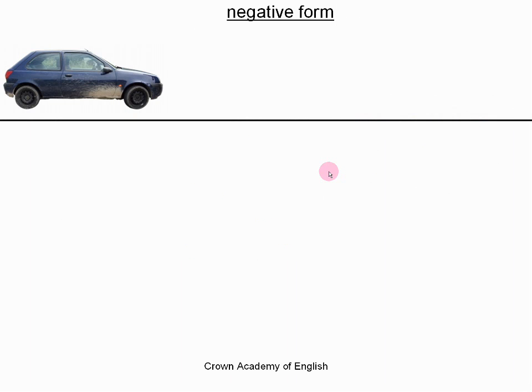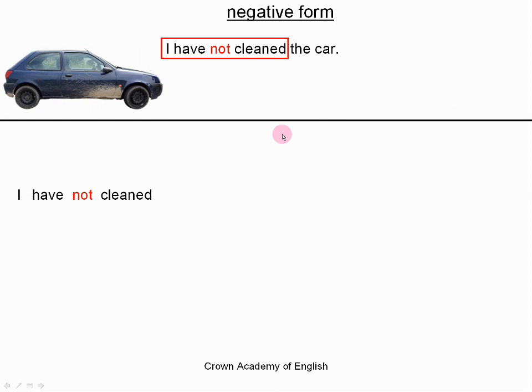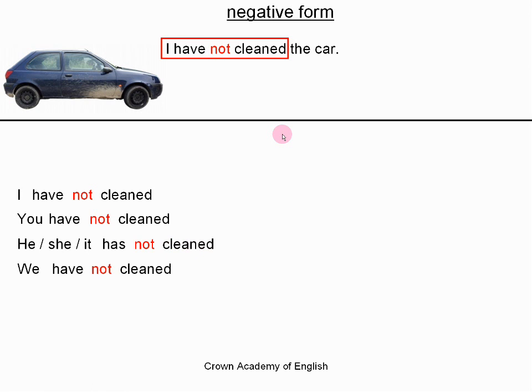Now the negative form. I have not cleaned the car. So here is the negative form of the present perfect. I have not cleaned. You have not cleaned. He, she, it has not cleaned. We have not cleaned. You have not cleaned. They have not cleaned.